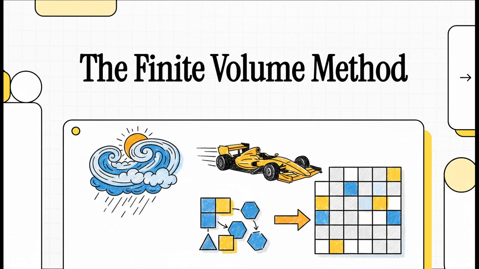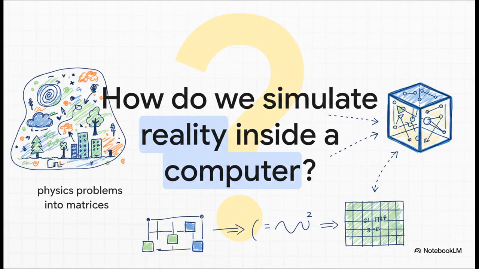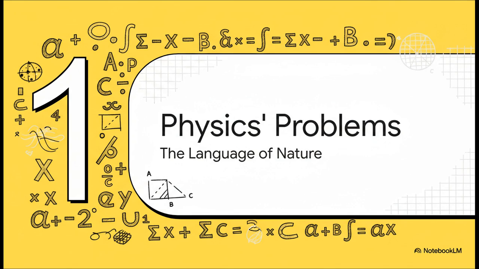the finite volume method. So let's just zoom out for a second and ask the big question. How in the world do we take the messy, chaotic, beautiful reality all around us and build a working model of it inside a machine? I mean, that's the fundamental challenge, right? And the answer, as you're about to see, is going to change the way you look at a lot of things. To even begin to answer that, we first have to appreciate that the laws of nature are written in a very specific and often very difficult mathematical language.